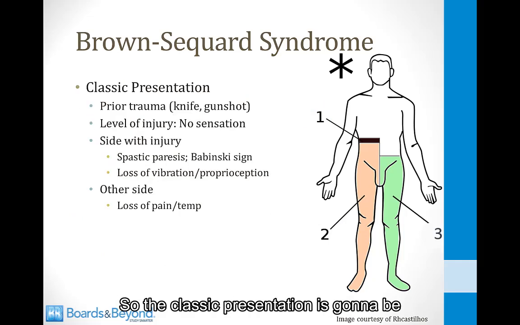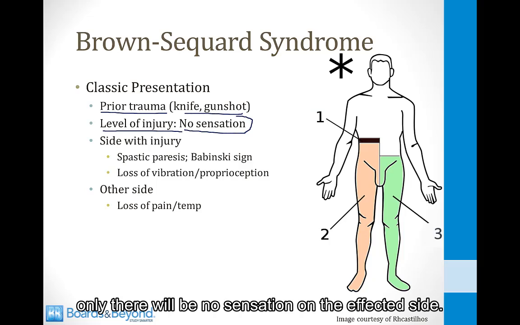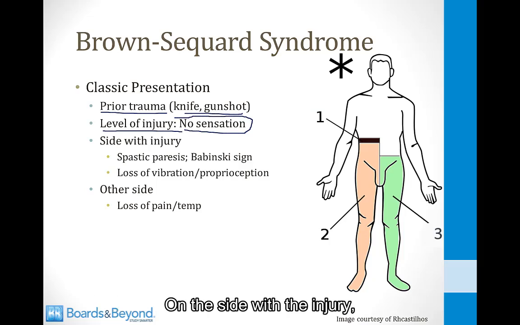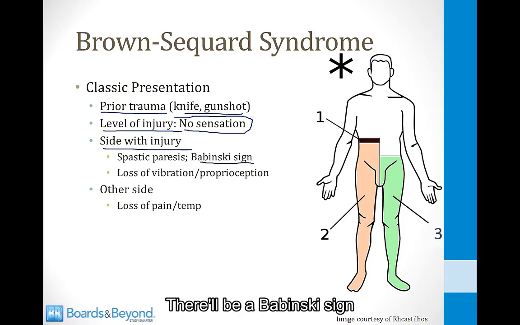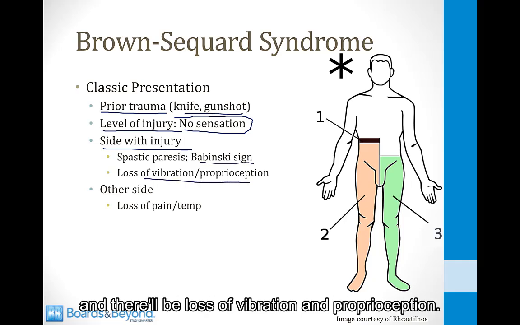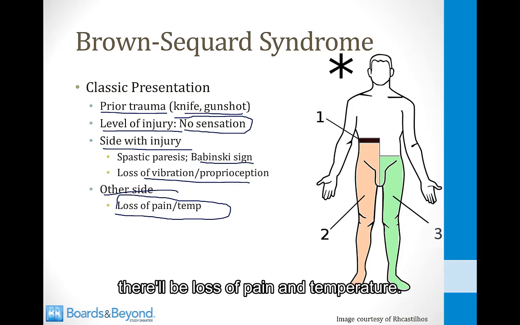So the classic presentation is going to be someone with a prior trauma like a knife or a gunshot wound. At the level of the injury only, there will be no sensation on the affected side. On the side with the injury, there'll be spastic paresis below the lesion, there'll be a Babinski sign, and there'll be loss of vibration and proprioception. And on the opposite side of the body, there'll be loss of pain and temperature.